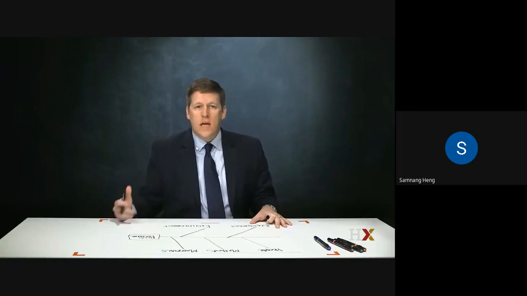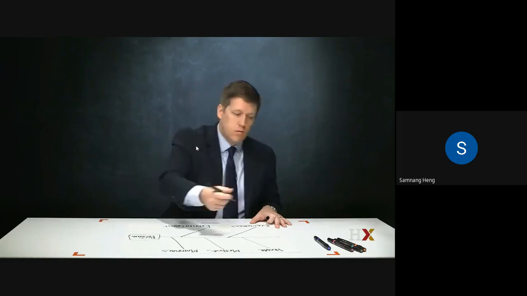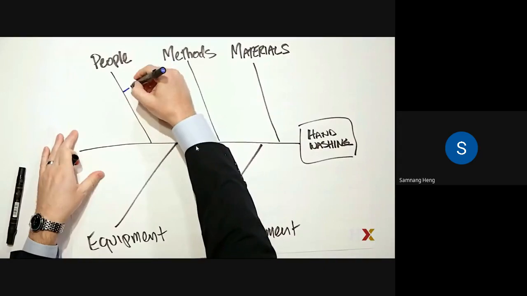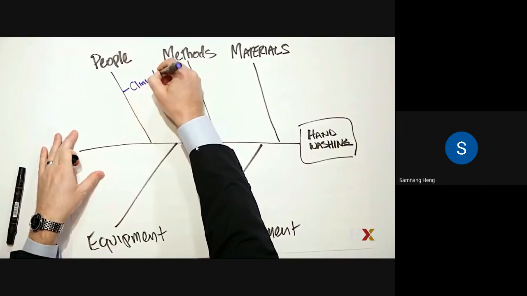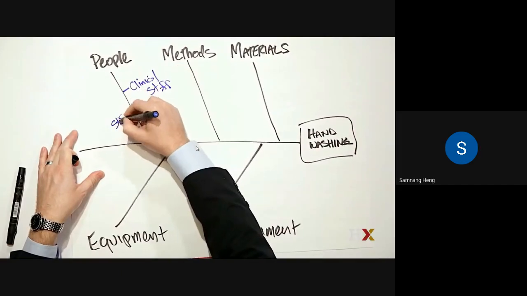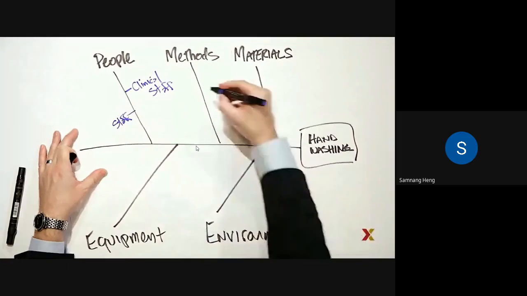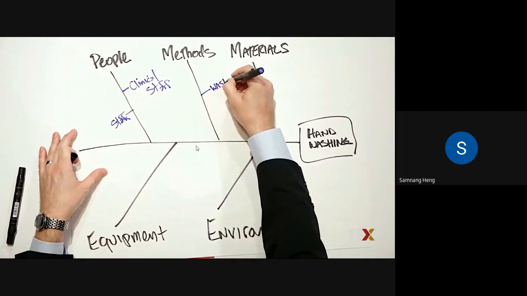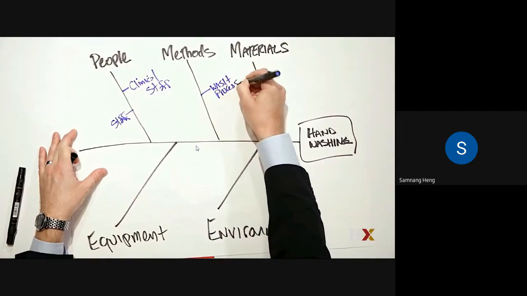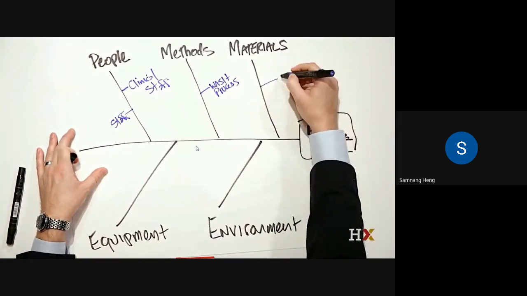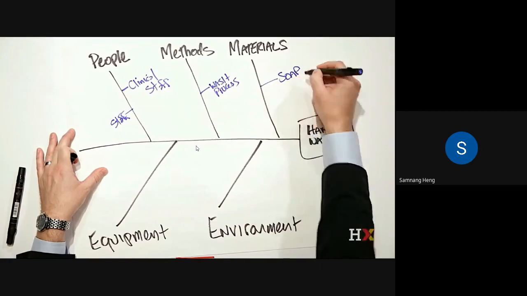So as you're looking at each of the categories, you want to generate a list of causes. In this example, people might include clinical staff, right? It also might include non-clinical staff. I'll just put them as other staff. It might include the methods. How do you actually wash your hands? So I'll say wash process. It could be the materials. Are you using the right kind of soap, or does it dry out your hands? So we'll think about the soap.